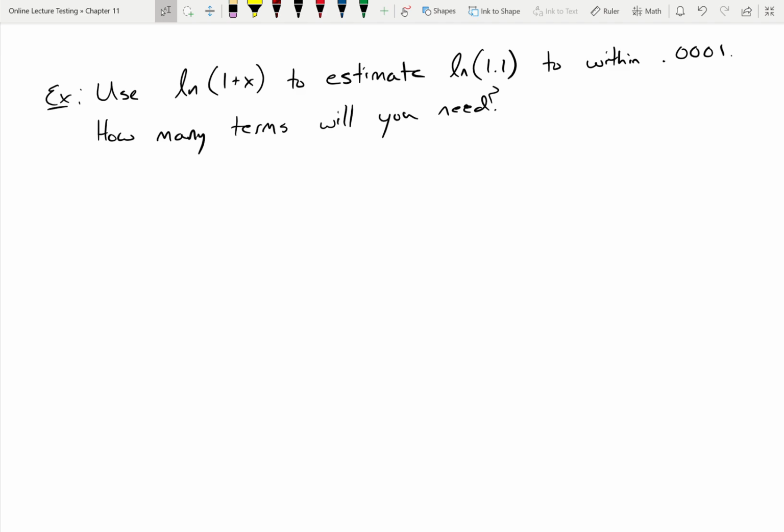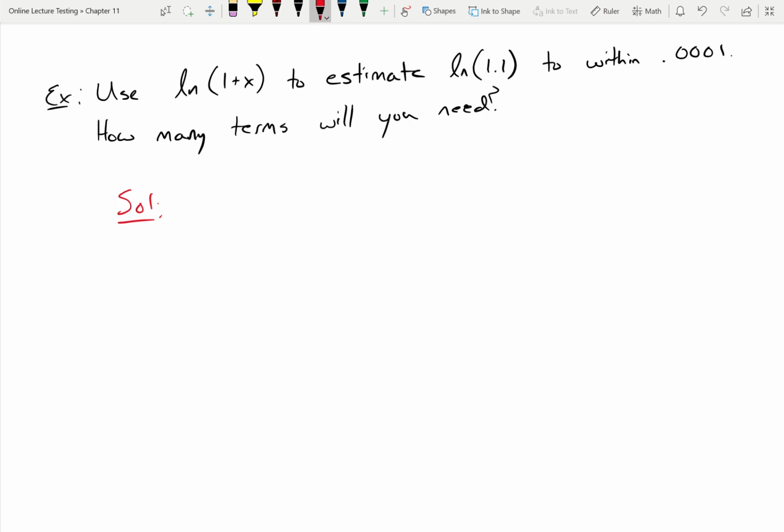But if we have a polynomial, we can use that. So there's a couple things that we need here. We need the Taylor series for this guy. Well, luckily, this is one of the known ones that we have.